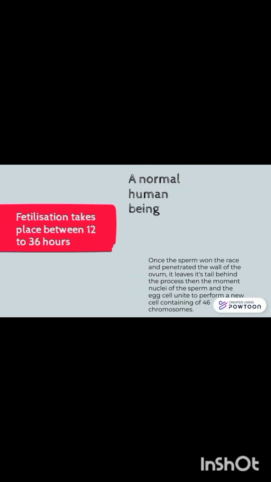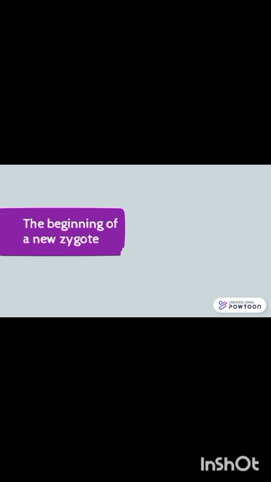Fertilization takes place between 12 to 36 hours. Once a sperm wins the race and penetrates the wall of the ovum, it leaves its tail behind. The nuclei of the sperm and the egg cell then unite to form a new cell containing 46 chromosomes, 23 from the mother and 23 from the father, which makes 23 pairs as a whole, the beginning of a new zygote.